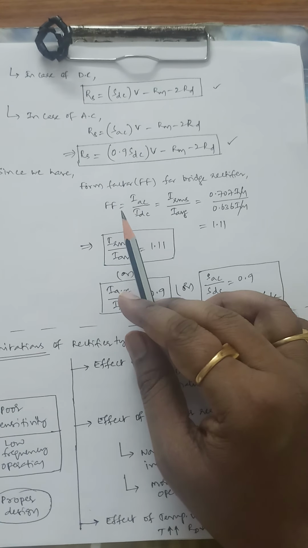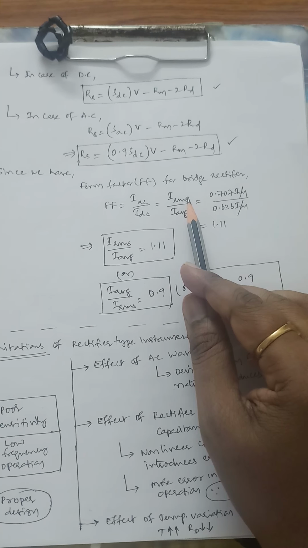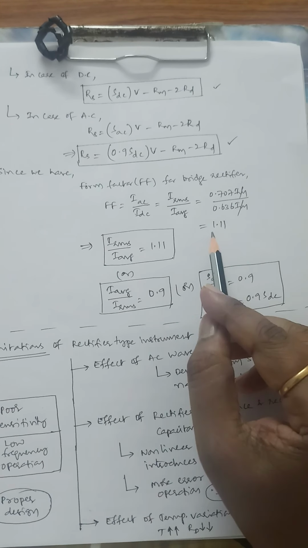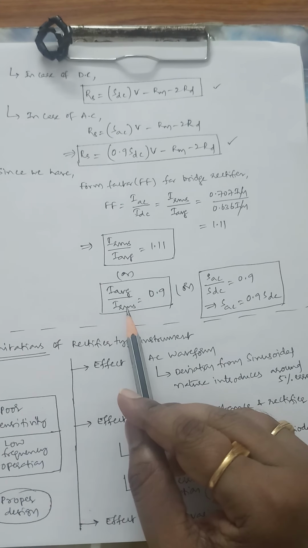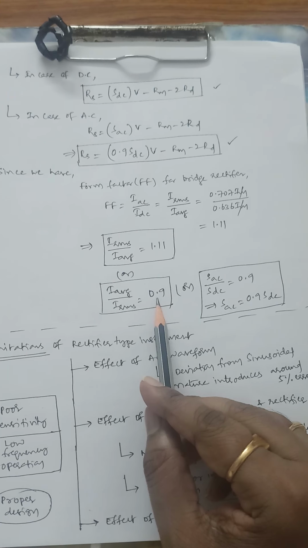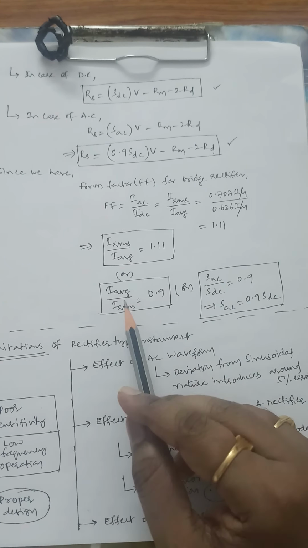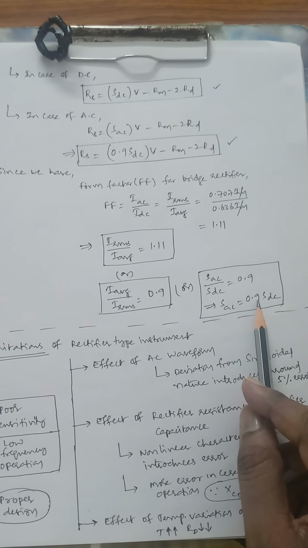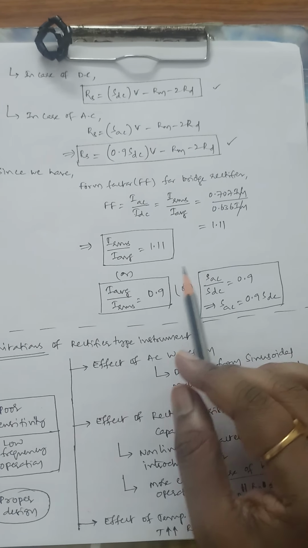The form factor is defined as the ratio of the AC component to the DC component. Here IRMS is my AC component and I average is my DC component. Substitute those values and you get 1.11. So I average by IRMS is 0.9. Here 1 by IRMS is SAC and 1 by I average is SDC. Substitute that and you get SAC equal to 0.9 times SDC. And this is the design of RS.